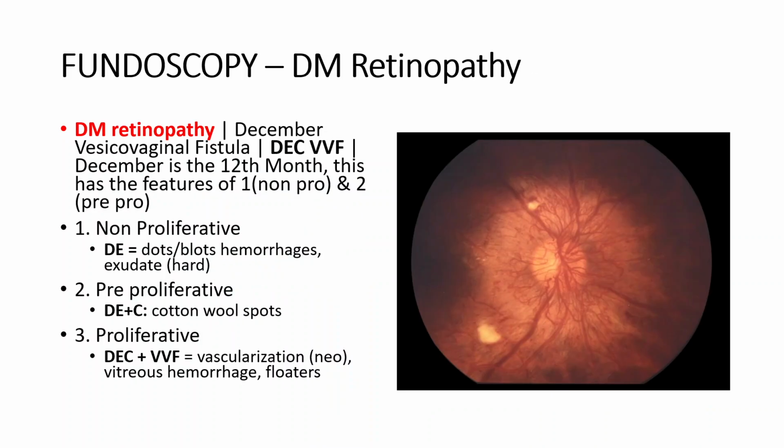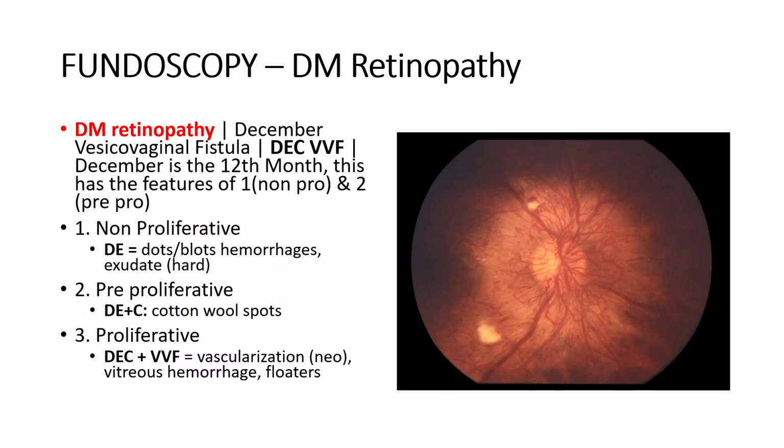Now we go to the next one, diabetic retinopathy. I developed this mnemonic, December VVF, to remember it perfectly. December VVF, DEC VVF, and December is the 12th month of the year, so 1 plus 2. Because there are three phases of diabetic retinopathy. We have the background phase or the non-proliferative state. These are just synonyms. Background or non-proliferative. We have our dot blots, that's D. Anywhere you see D in this mnemonic is dot blot hemorrhages. And E is exudate.